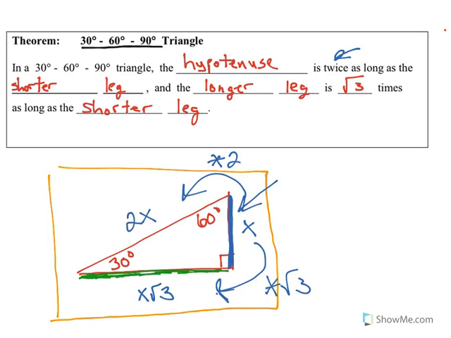And then just like the last example, if you have other parts of the triangle and you want to work the pattern backwards, you can divide by 2 to go backwards to get from the hypotenuse back to the short leg, or divide by radical 3 if you have this one to get back to the short leg. But everything is in reference to knowing that short leg. So let's do a few examples.